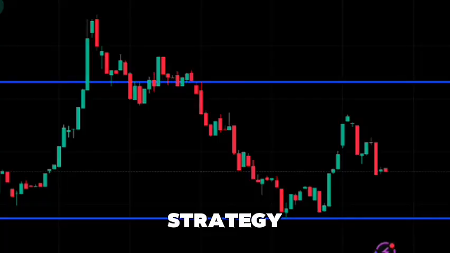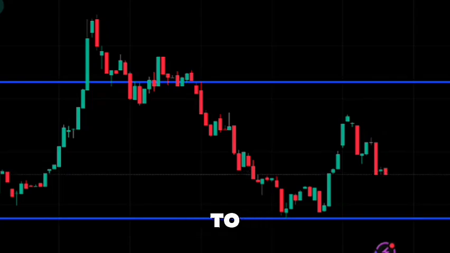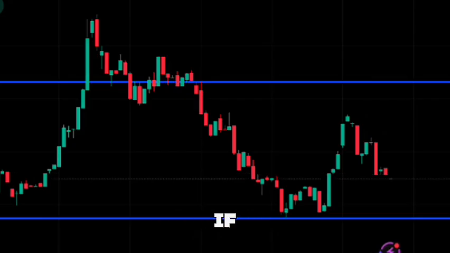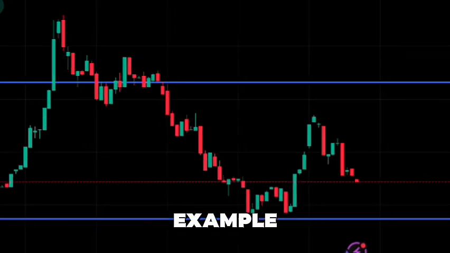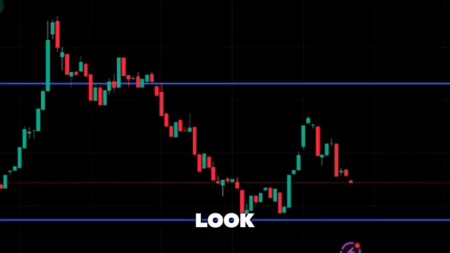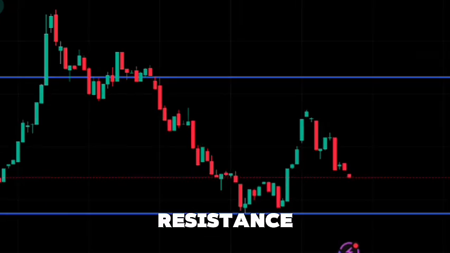First strategy is rejection entry. When price comes to support or resistance, wait. If you see a strong rejection candle, then you can take a trade. For example, at support, look for buy. At resistance, look for sell.